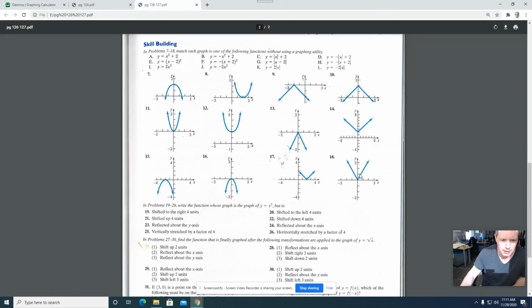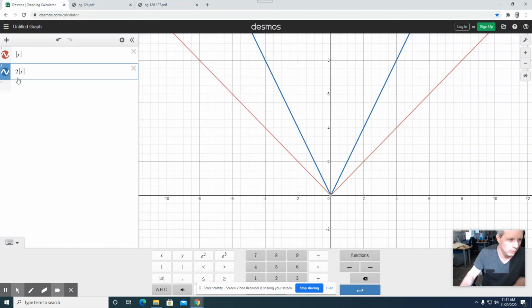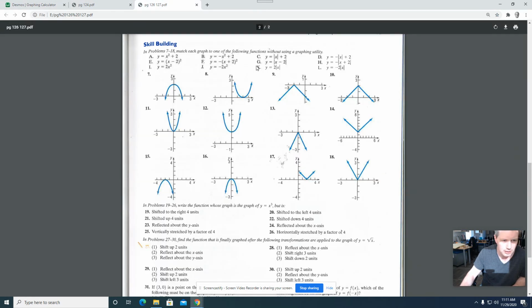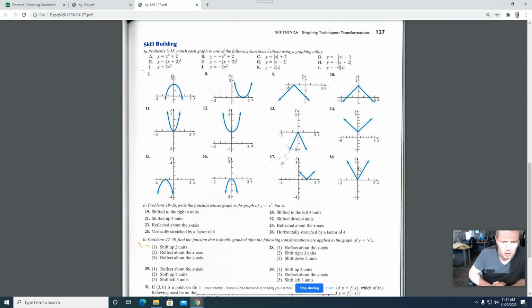And that is it. It hasn't been moved vertically or horizontally. The vertex here is still on the origin, and that's the only thing that has happened to it. And so we're looking for 2 times the absolute value of x, which is K right here. Y is equal to 2 times the absolute value of x. And that is what has happened to this function right here.